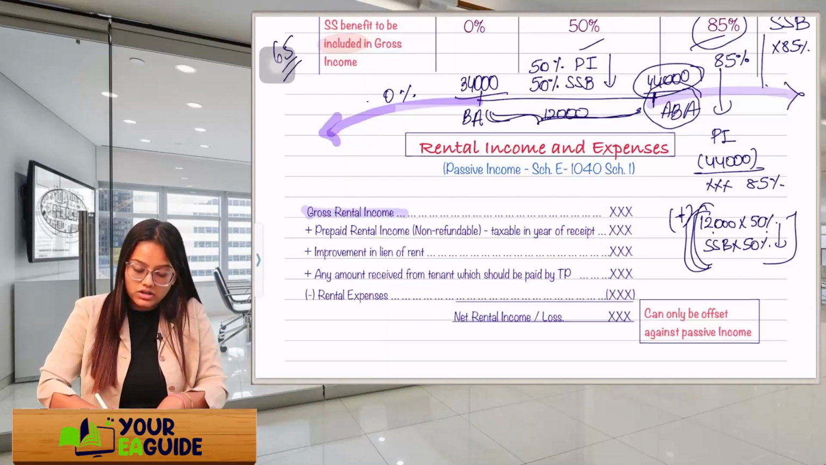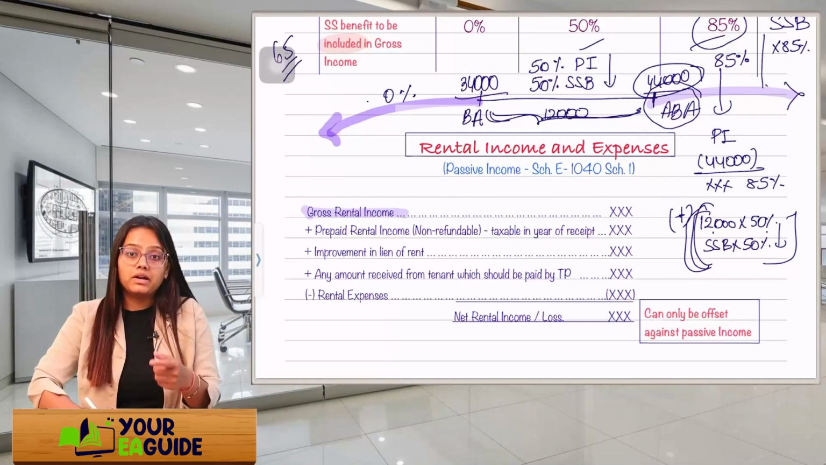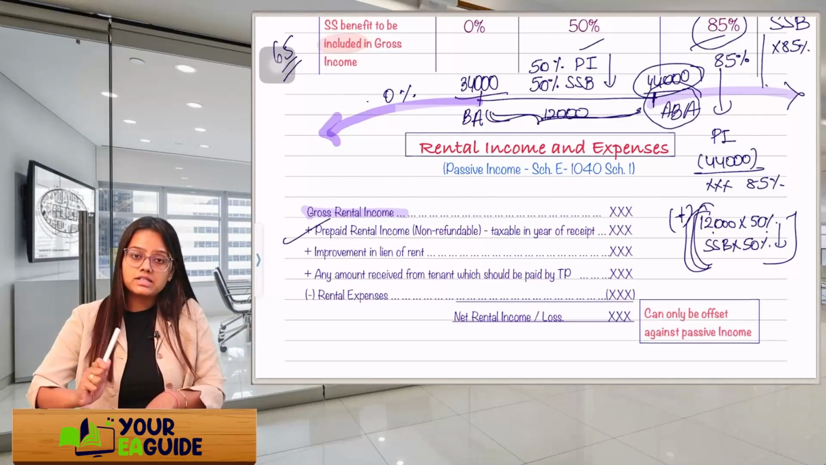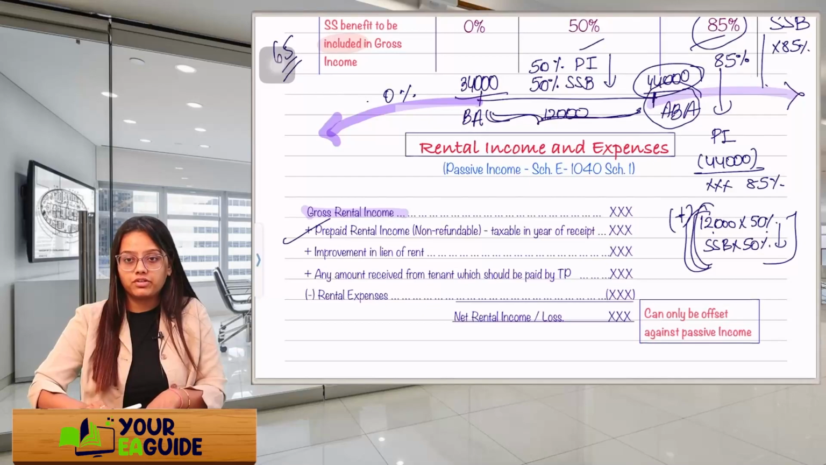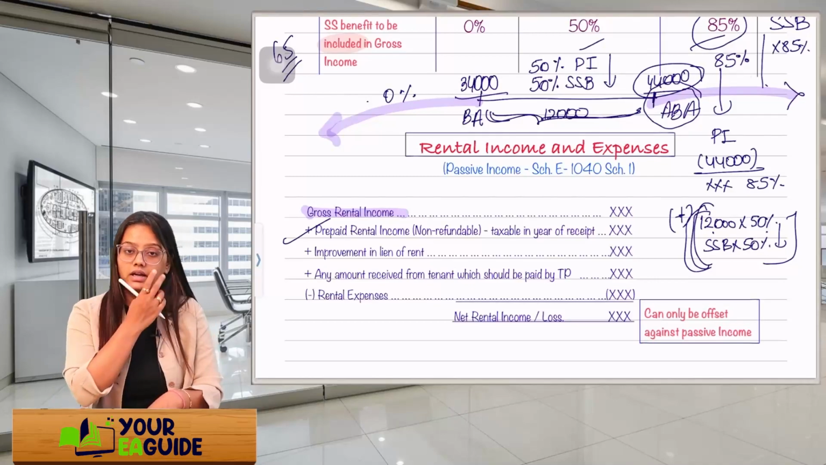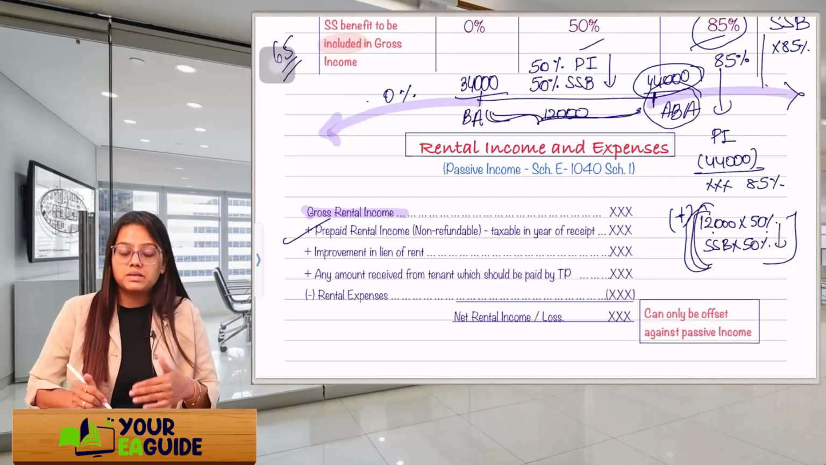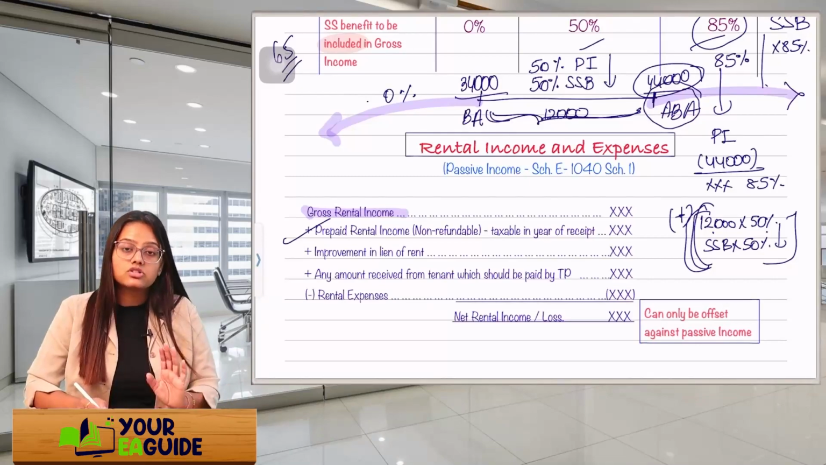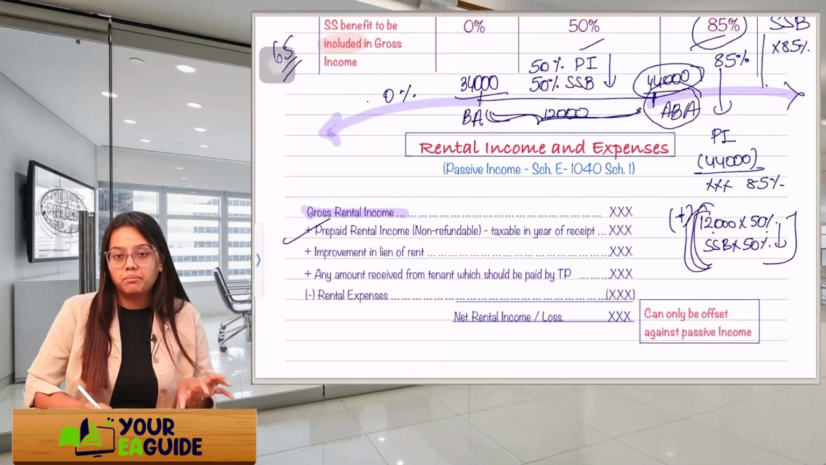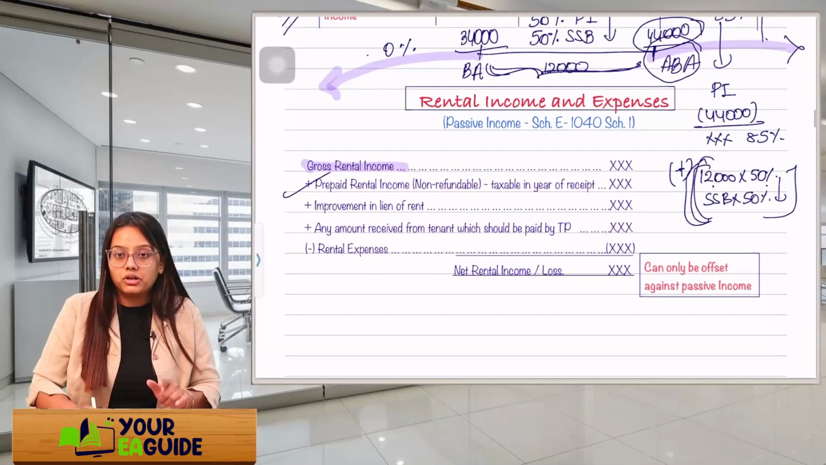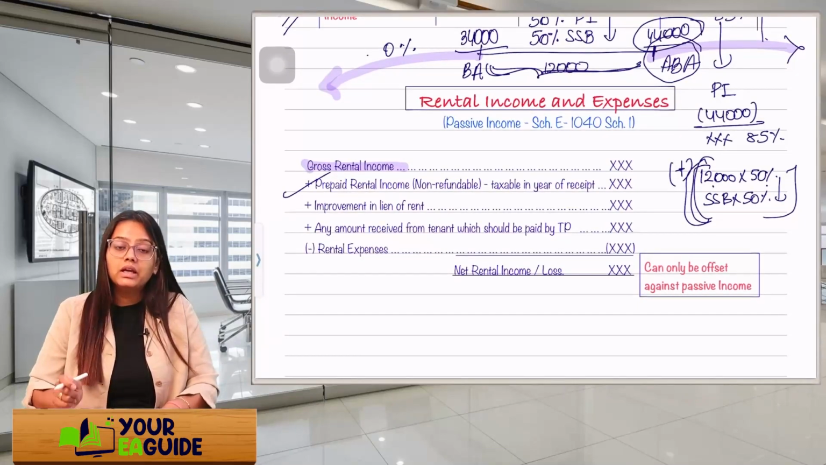So take all the gross income, add any prepaid rent. Please remember here, whether you are cash basis or accrual basis, in both cases, all advance rent will be taxable in the year in which it is received. Improvement in lieu of rent means the tenant has not made any rent payment. Instead of that, the tenant has made some improvement in the property. So the fair market value of those repairs, maintenance or improvements made in the house will be considered as a rent payment, and the owner will have to include it in the income.